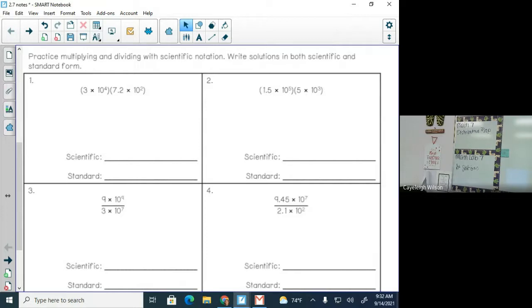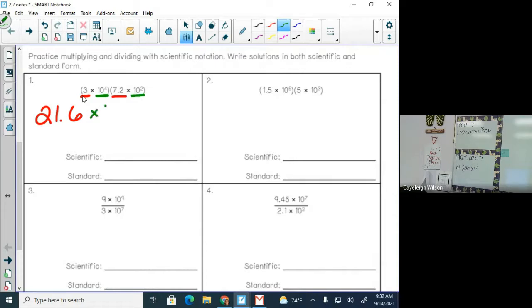All right, so I'm gonna multiply the numbers out front. So 3 times 7.2, and this is where you can use your calculator. Okay, so 3 times 7.2 is 21.6. And then this is multiplying same base, so I'm going to add the exponents. So 4 plus 2 is 6.